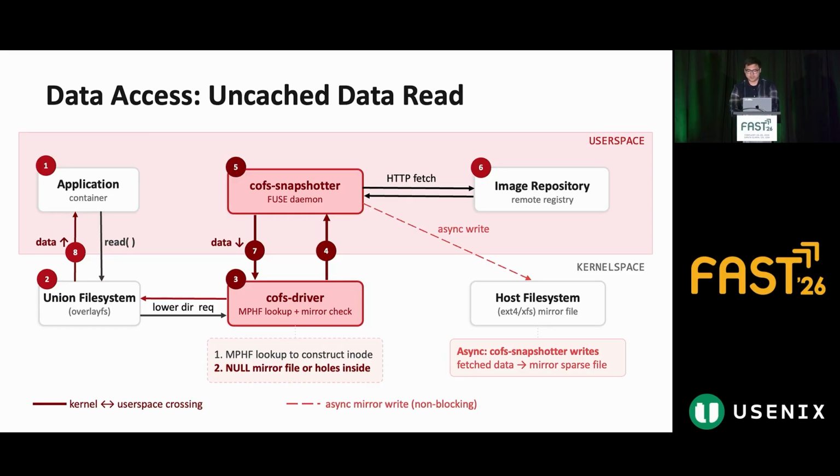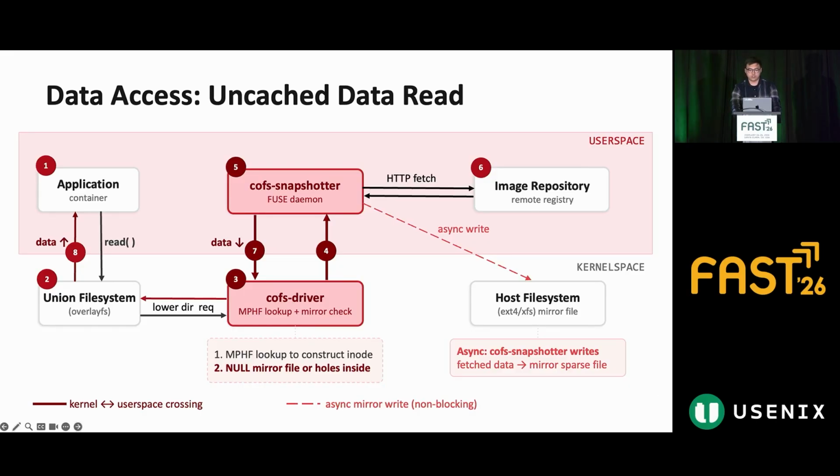In this case, the first time, we're talking about uncached data, which means the data is accessed for the first time. There will be no mirror file because we haven't downloaded it yet, and the corresponding range within the sparse file would contain a hole. So the CoFS driver forwards the request to the snapshotter in user space, and the snapshotter will fetch the data from the remote image repository and return it to the driver, which passes it back to the application.